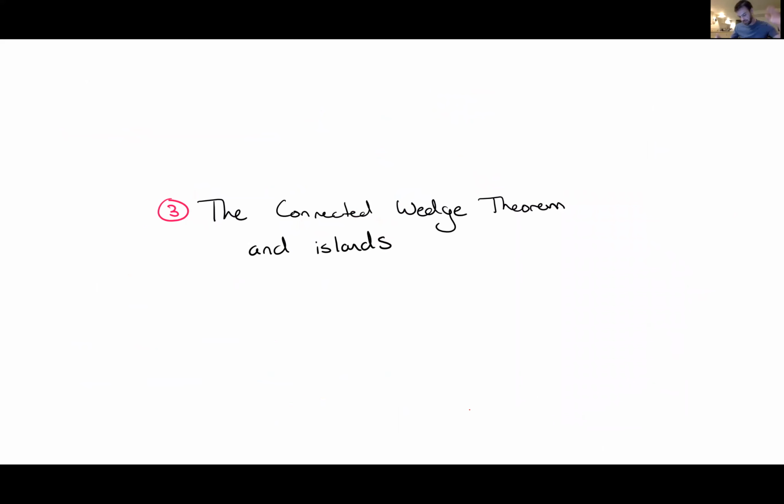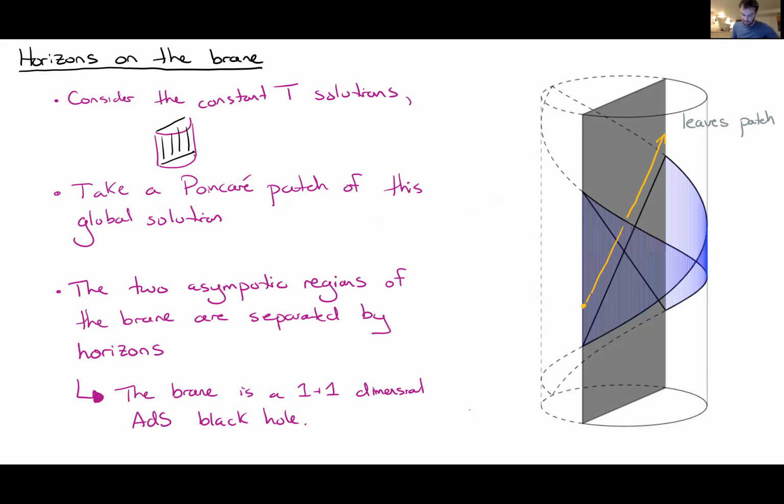Okay, so I've described AdS/CFT. I've described some particular solutions that I'm going to get back to, and this connected wedge theorem. I'm going to try and tell you now what this connected wedge theorem tells us about islands. Okay, but before I can do that, I want to argue that there is a black hole in these solutions that I've been describing. And so here are these constant tension pure AdS solutions. So the bulk is pure AdS.